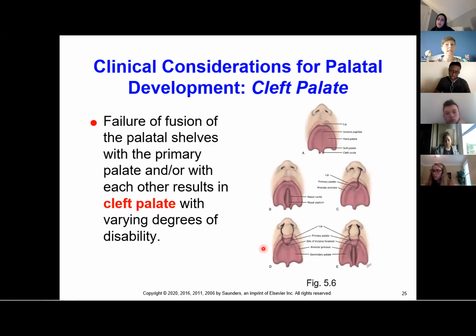Letter C, you can see there is failure to fuse on the left side of the primary and the secondary palate, as well as failure to fuse in the lip area. And then D and E: D is your bilateral cleft lip and cleft palate, where the primary palate fails to fuse with the secondary palate. However, E, the final picture, is where you don't get fusion at all anywhere.